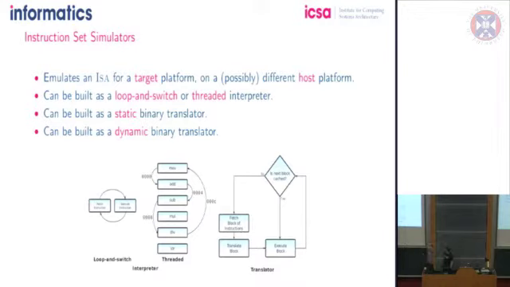We can build a static binary translator, which typically will just take the input binary that's in one ISA and statically compile it to the target ISA. And also we can be much more clever and we can build an instruction set simulator on top of a dynamic binary translator. And here's an example of a dynamic binary translator instruction set simulator. This is the way that QEMU works.